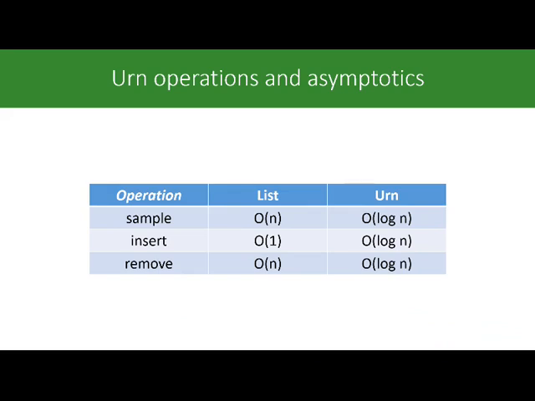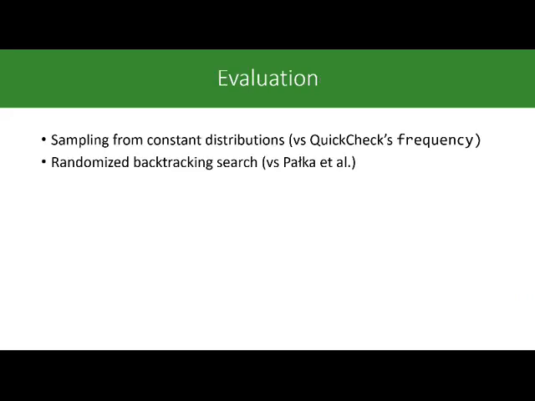So to sum up everything so far, I've shown you how we can sample, insert, and remove in logarithmic time. In the second part of my talk, I'm going to talk a bit about how we evaluated our implementation. And I'm going to do that in 2 case studies. The first one involves just sampling out of constant distributions that do not change at all, which is exactly what QuickCheck's frequency does. And I'll get to that in a bit. The second is actually the motivation for our line of work and involves randomized backtracking search.